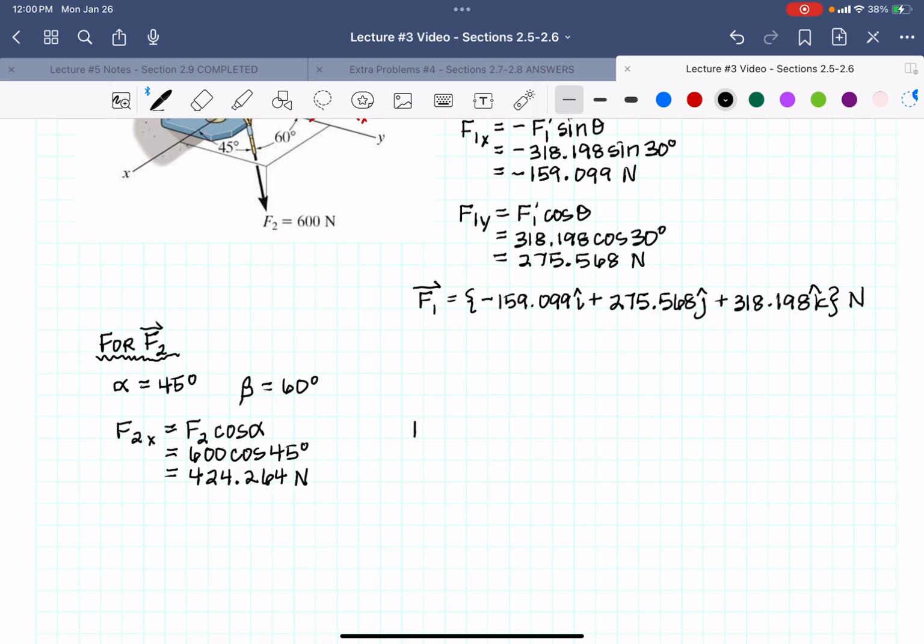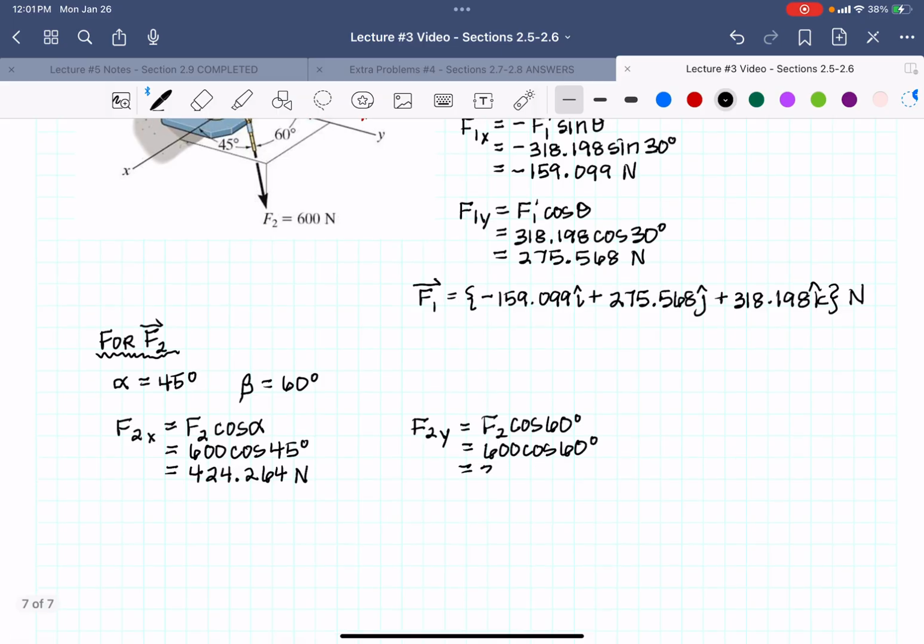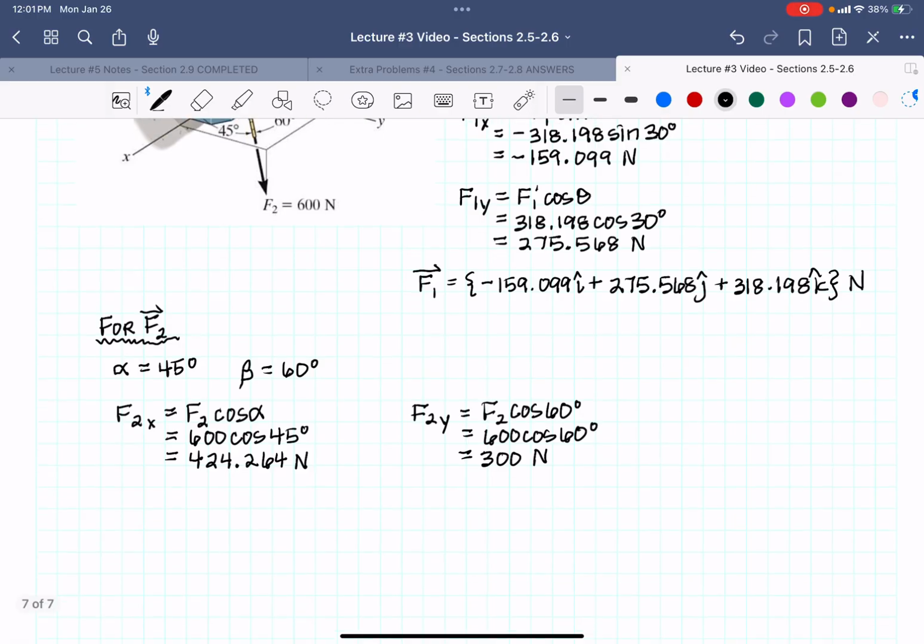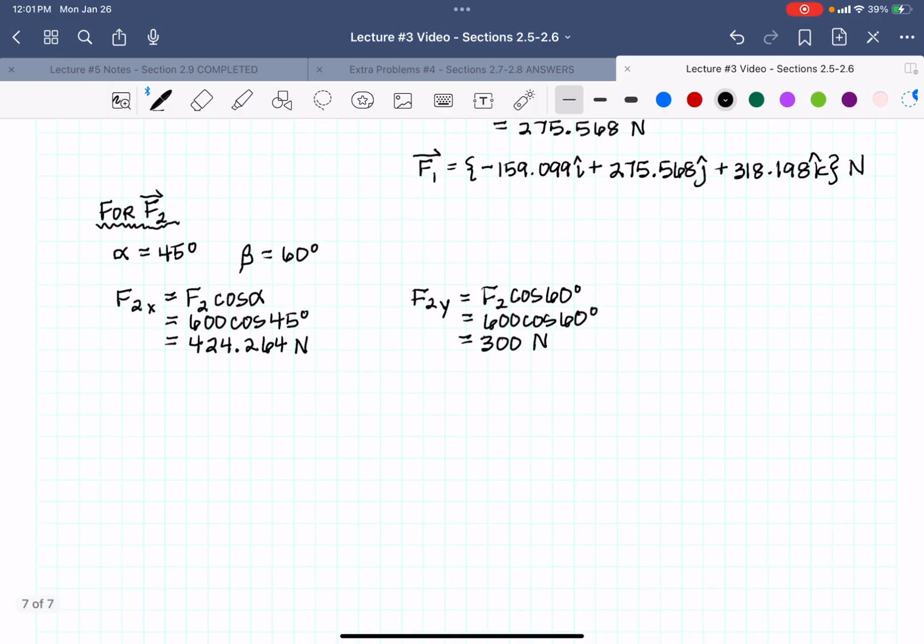And then for F2 in the y direction, that is going to be the magnitude of F2 times the cosine of 60 degrees, which equals 600 times the cosine of 60 degrees, which equals 300 newtons. All right, now I need to figure out how to find F of z, the z component.